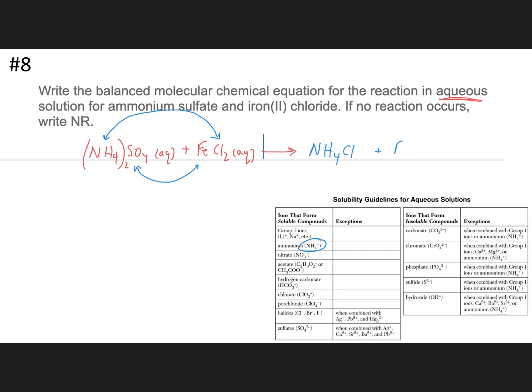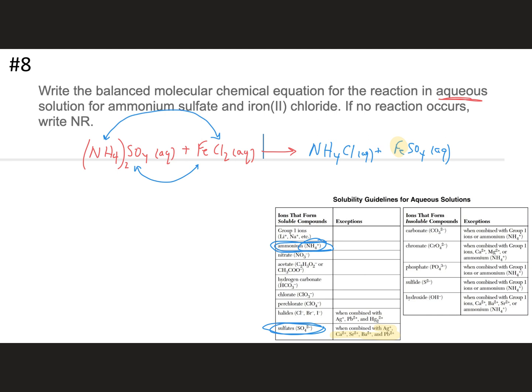Iron is 2+, sulfate is also 2+. Now we want to figure out what, if anything, would precipitate from this reaction. If we look down here, we see ammonium is always soluble, so this would be aqueous in solution. And for the sulfate, sulfate is always soluble unless it is with silver, calcium, strontium, barium, or lead. We have iron, so that means this will be soluble as well.